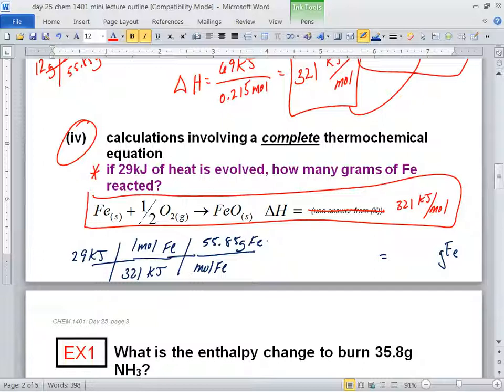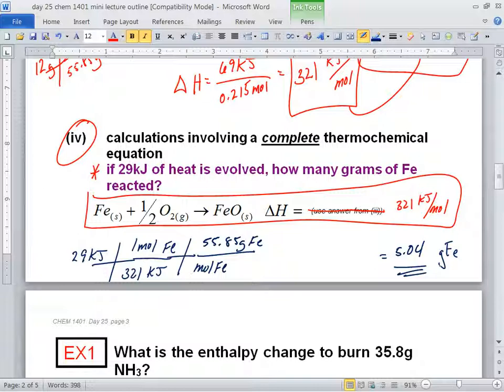So 29 divided by 321 times 55.85, about 5.04 or something, depending on how many digits you want to carry. Okay?